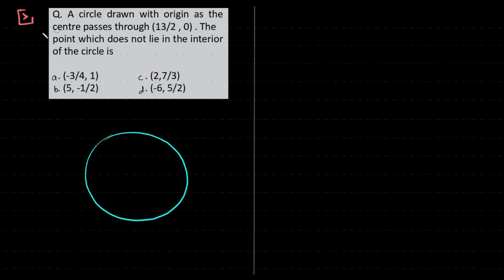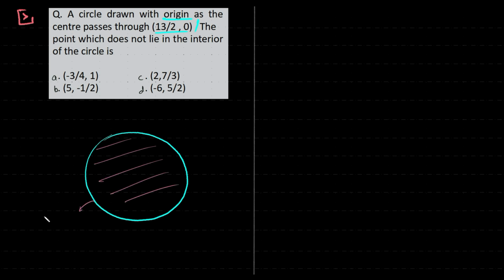A circle is drawn with the origin as the center, passing through 13 by 2 comma 0. The point which does not lie in the interior of the circle. First of all, what is the interior of the circle? What does it mean? It's the space inside, guys. So basically all this region is the interior of the circle.